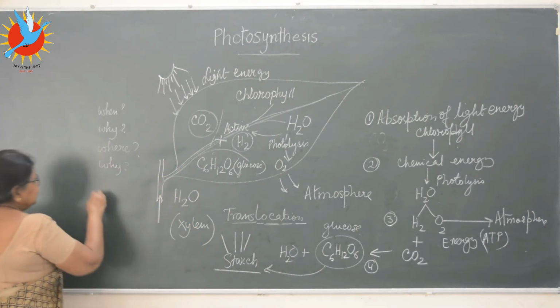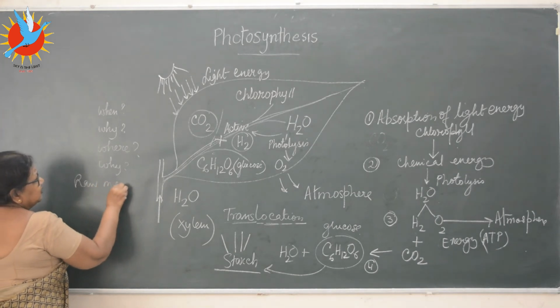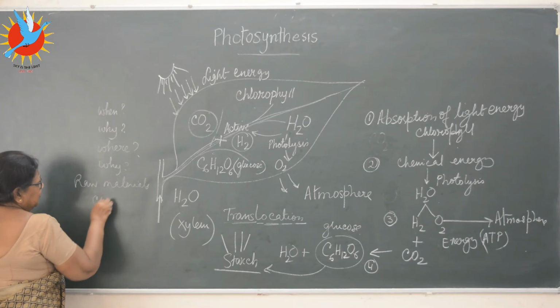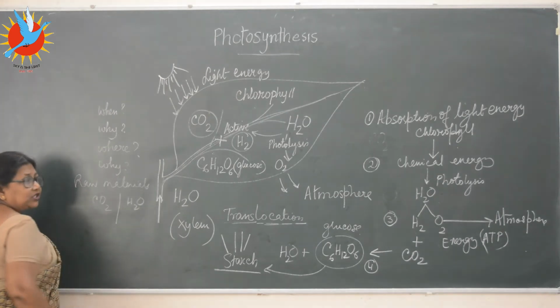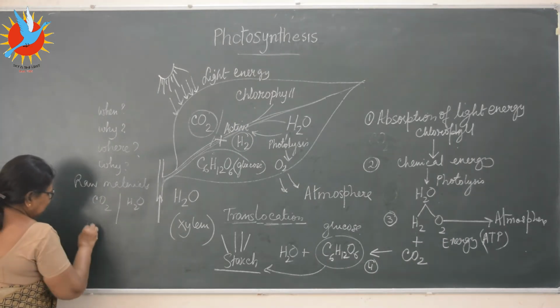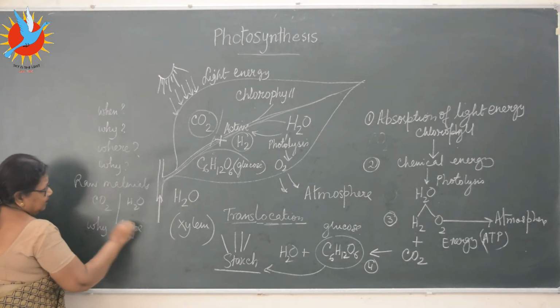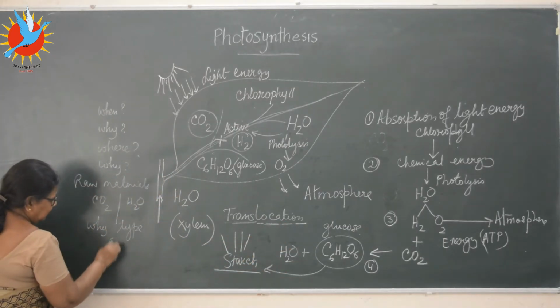What are the raw materials? What are the raw materials means what are the substances needed for preparing food? Carbon dioxide and water. Which type of food is prepared? Glucose.